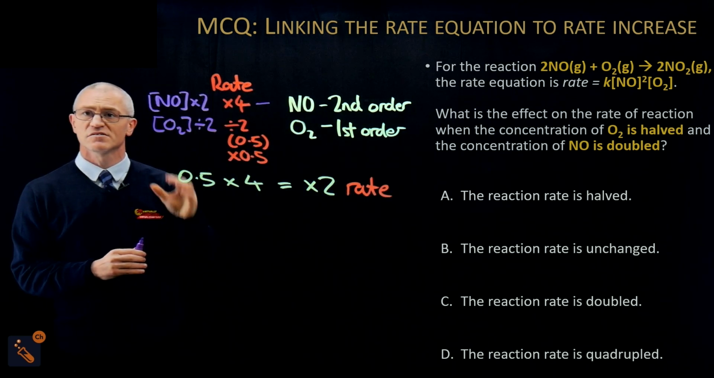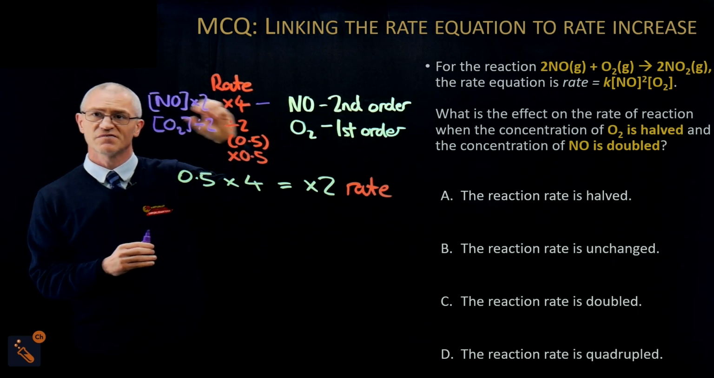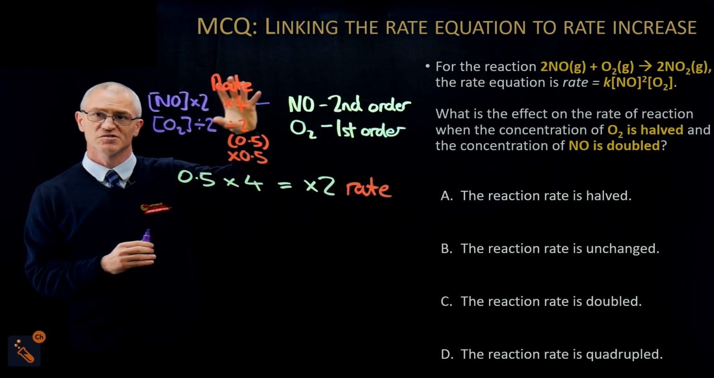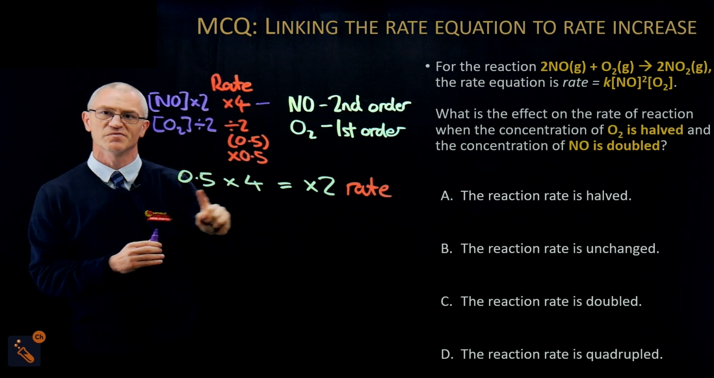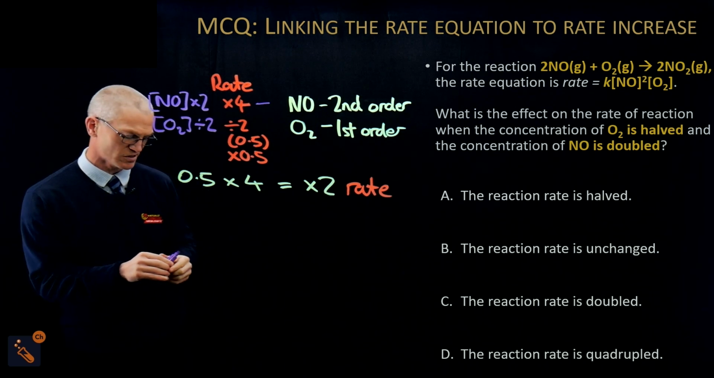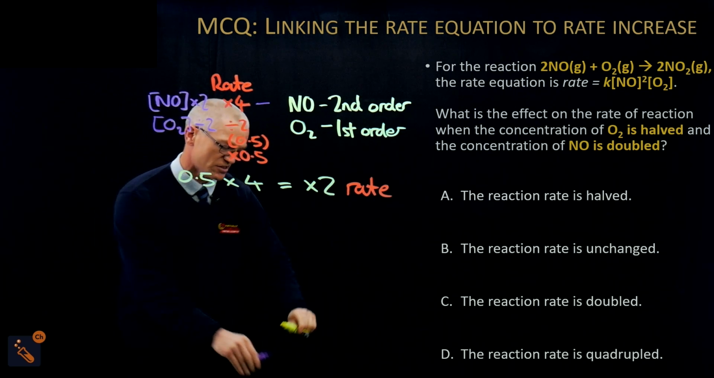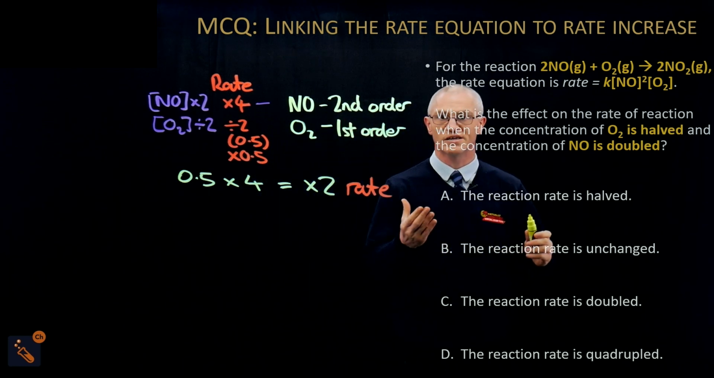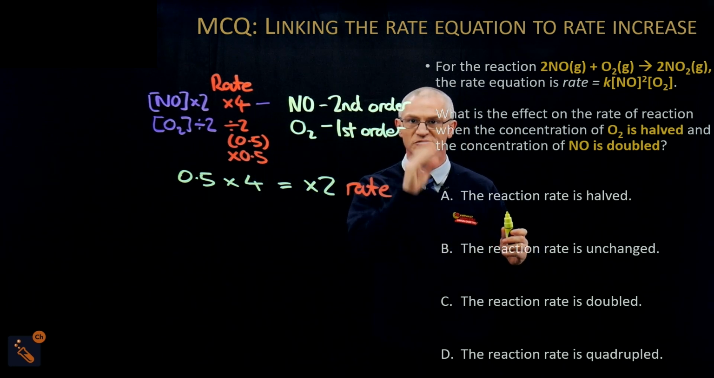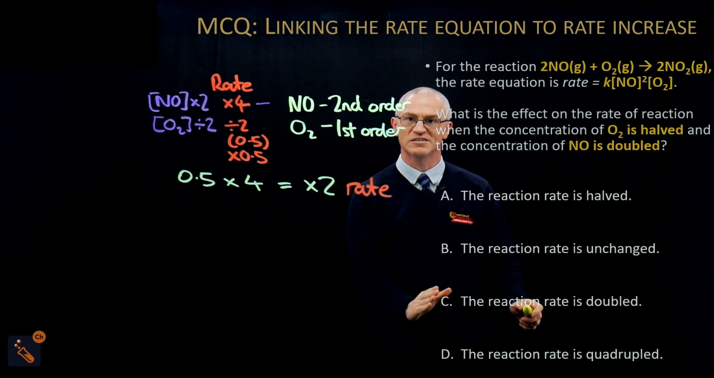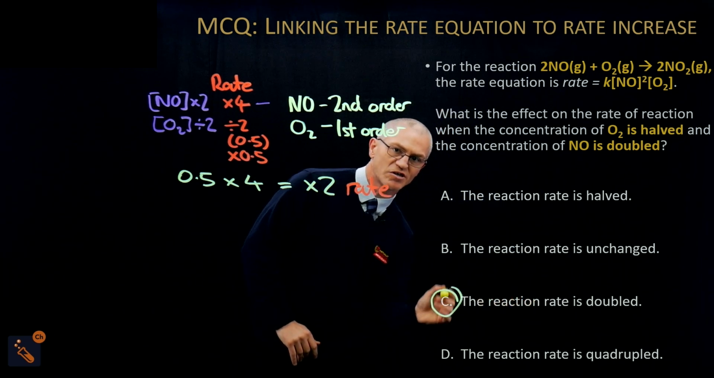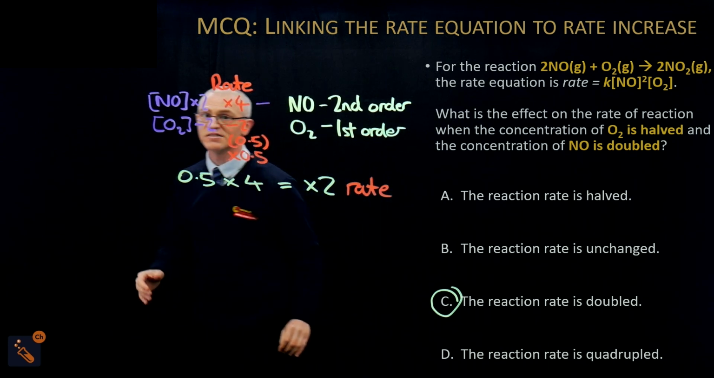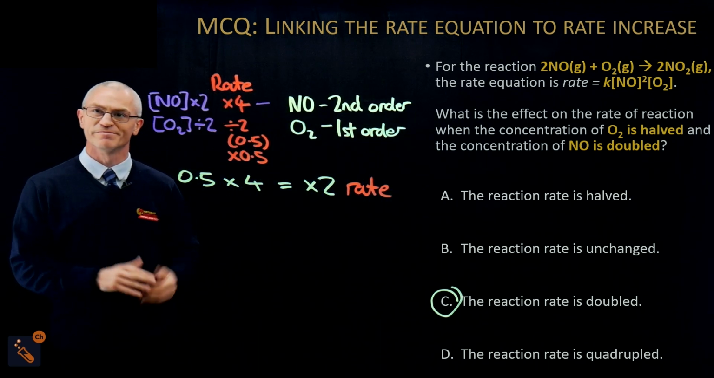Okay. So we've taken the orders, we've then found out what's going to happen to the rate as a result of those orders. We know it's going to divide by 2, but that's the same as timesing by 0.5. So we're taking 0.5 times by 4, get 2 times the rate. So that eventually means you can go down over here, and you can see, if I could just peek through the hole here, that one of these is doubled. Yes, it is. So that one is C. So this one is going to be my correct answer. The reaction rate is doubled.